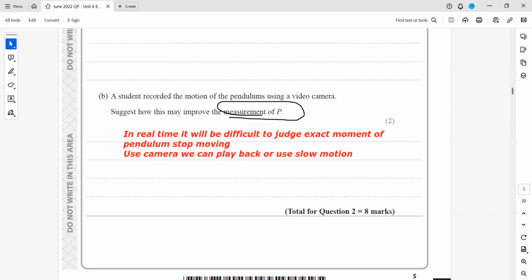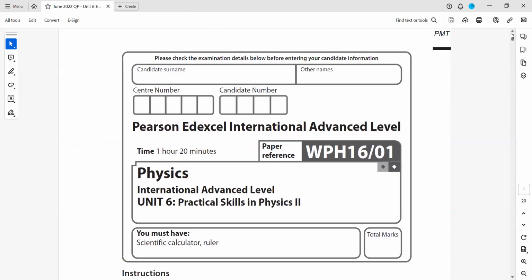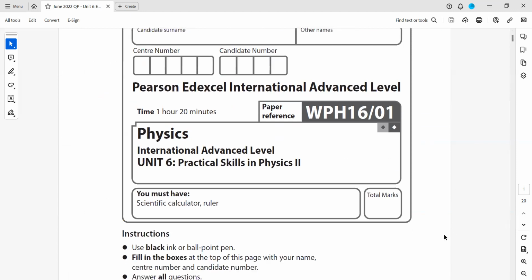So these are 2 questions remaining. We will do them in the next session, questions 1 and 2 from the June 2022 paper.